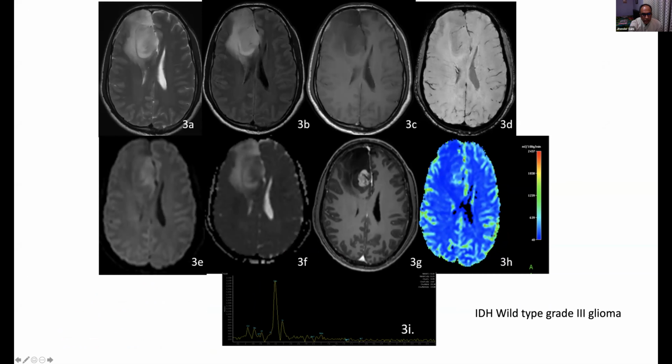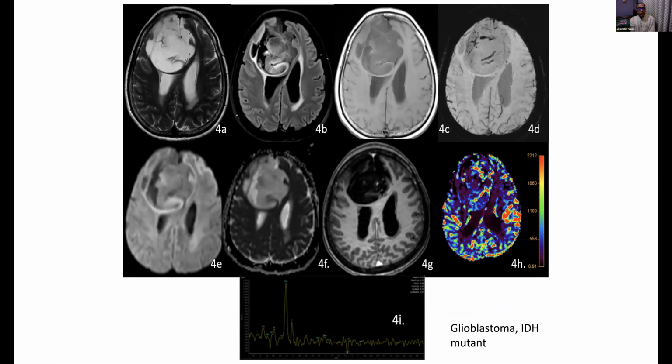There's increased perfusion, and a markedly elevated choline creatine ratio is there. And there's a diffusion restriction, which is appearing bright here, and on ADC, it is looking low signal here. This is a glioblastoma grade 4 tumor, which is an IDH mutant here.